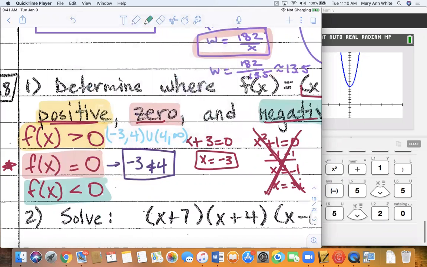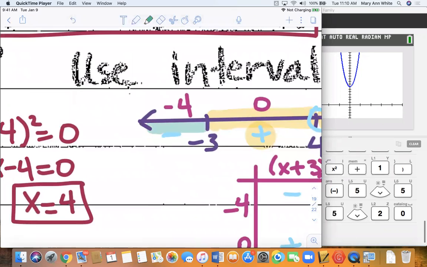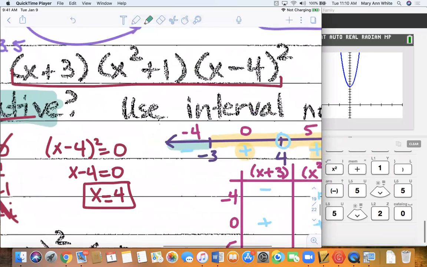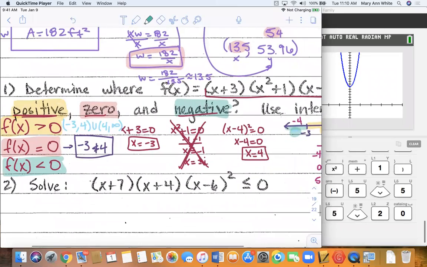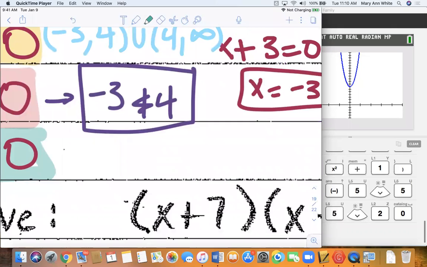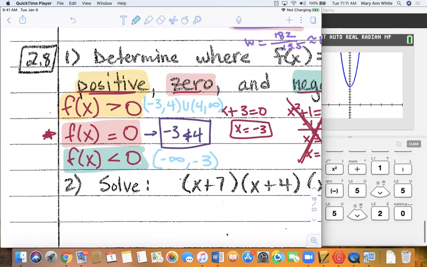Now I want to do my negative y's, where f of x is less than 0. So I'm going to go over here and find the negative interval, which is the only interval left. It's the one that I got the negative sign from, -infinity to -3. Any number in between there will give me a negative y or a negative f of x. So I'm going to write -infinity to -3. When I give you problems like this, your answers are the intervals.